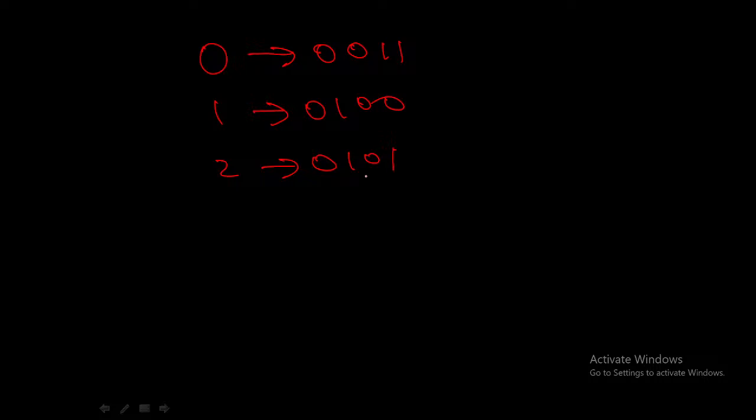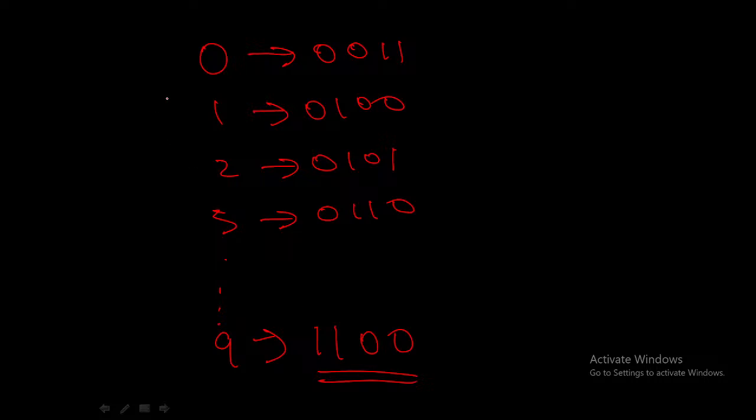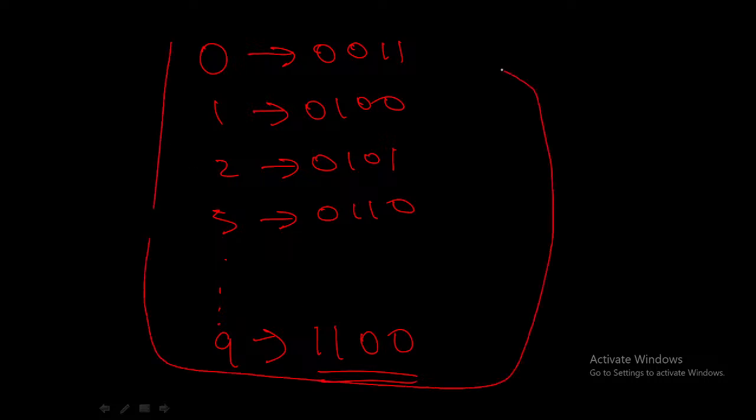So if we write like this, for 0 it will be 0 0 1 1, for 1 it will be 0 1 0 0, 2 will be 0 1 0 1, 3 it will be 0 1 1 0. Like this we have up to 9. For 9 we have 1100. So these are the XS3 codes of our decimal numbers. Okay, is this clear?